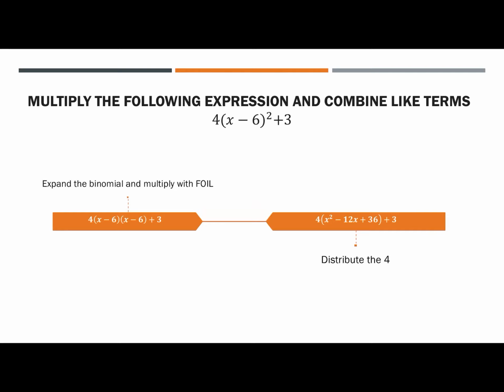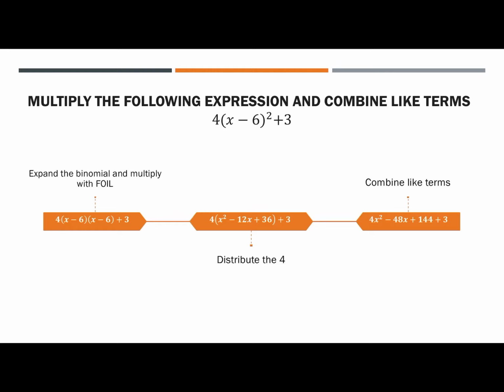So then the second thing you'd have to do is distribute that 4. So multiply it times everything inside of that set of parentheses. And then finally, combine like terms. So basically just adding 144 and 3. So if you did it correctly, you should have gotten a simplified expression of 4x squared minus 48x plus 147.